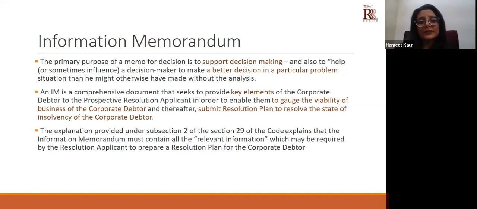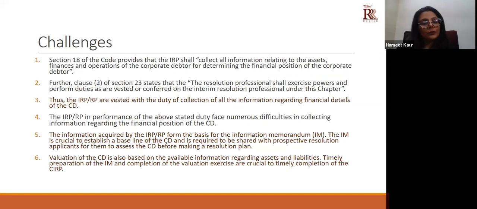An IM is a comprehensive document that seeks to provide key elements of the CD to the PRA in order to enable them to gauge the viability of the business of the CD and thereafter submit the plan to resolve the state of insolvency of the CD. The explanation provided under subsection 2 to section 29 explains that the IM must contain all the relevant information which may be required by the RA to prepare a resolution plan for the corporate debtor. So now we'll understand what is the relevant information.